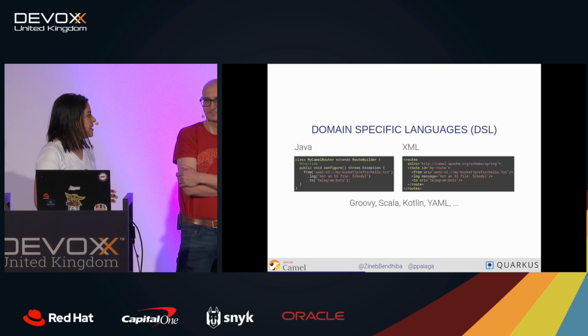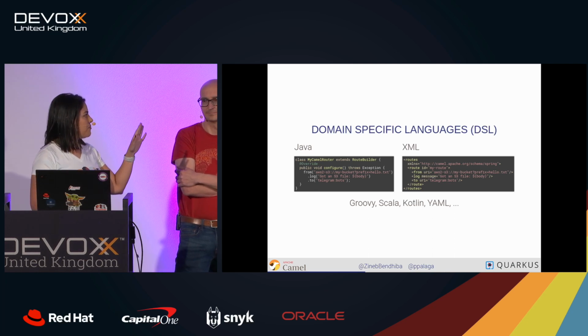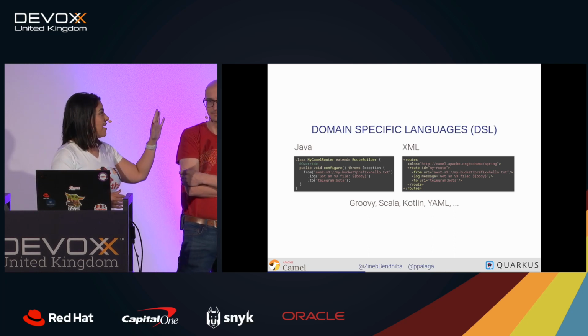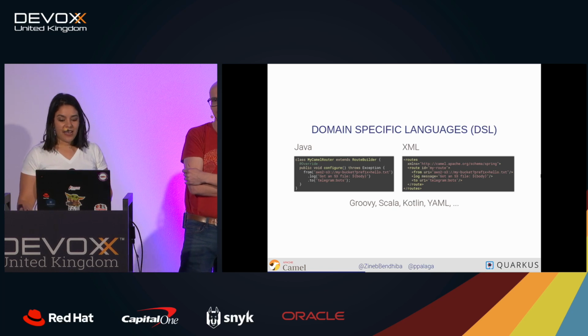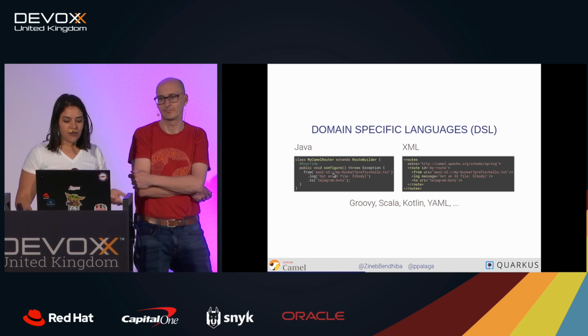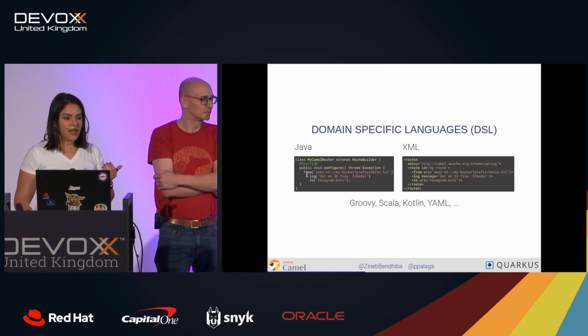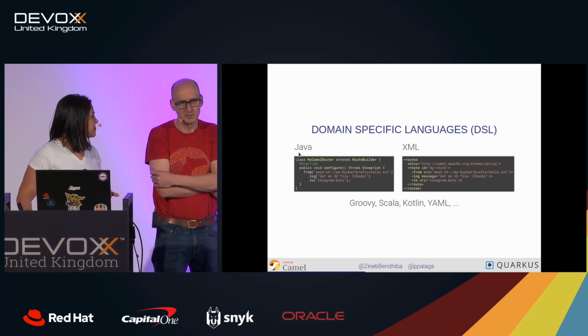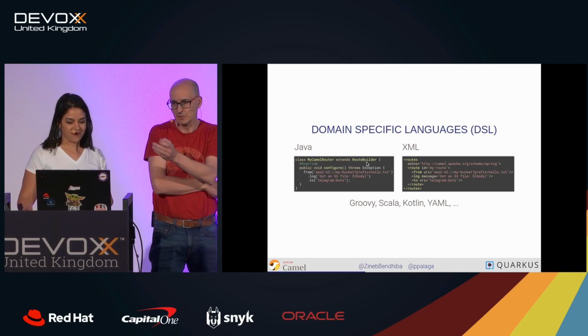And if you see here, we have so many languages like we see in the list, but here we have the same route written in Java and written in XML. And as you see, you can read it very easily. The font is perhaps a little bit small, so maybe we can read what's there.